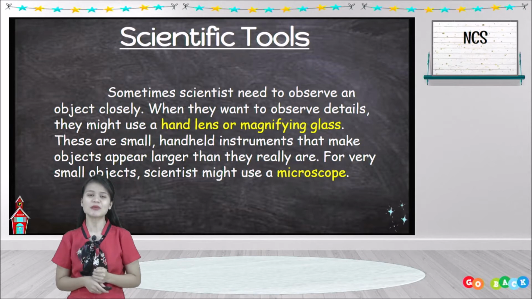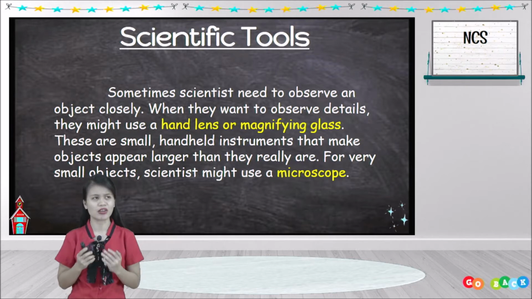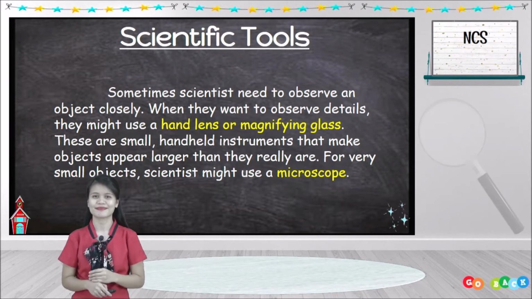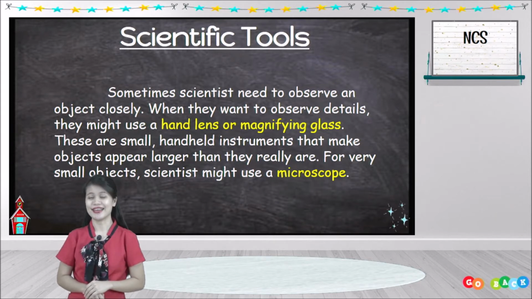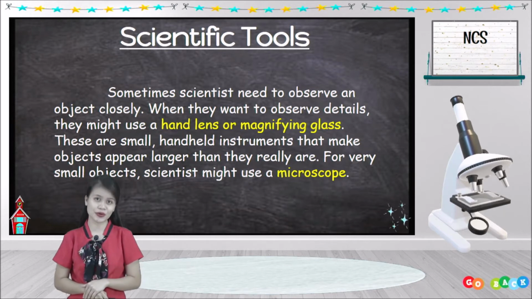For very small objects, scientists might use a microscope. Viruses, bacteria, or any kind of small particles that we cannot see with our eyes can be checked through a microscope. Next, that is a magnifying glass and a microscope. Do you know how to use a microscope?